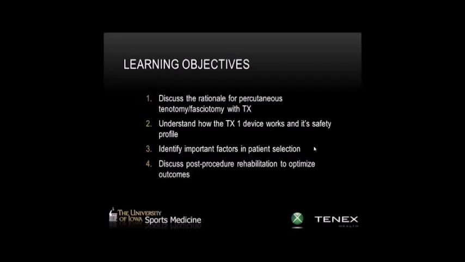In terms of our learning objectives, we're going to briefly provide some introductory materials. We're going to discuss the rationale for percutaneous tenotomy and fasciotomy, understand a little bit about how the device works as well as its safety profile, and then get into what I think is the most important thing about today's talk, which will be identifying important factors in patient selection, and then how we can really optimize both our technique and our post-procedure rehab to get the best outcomes as possible.